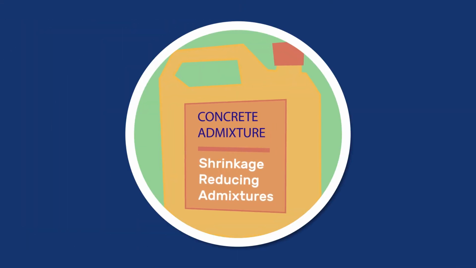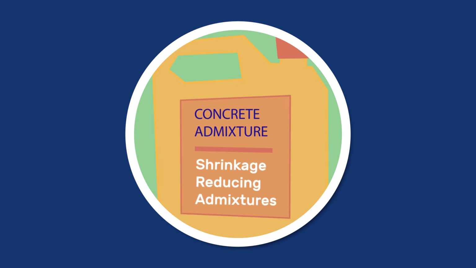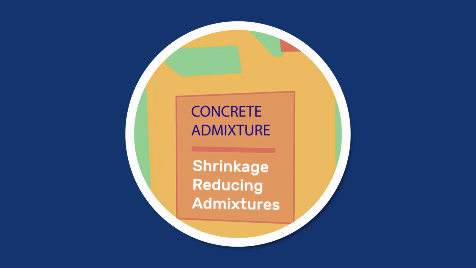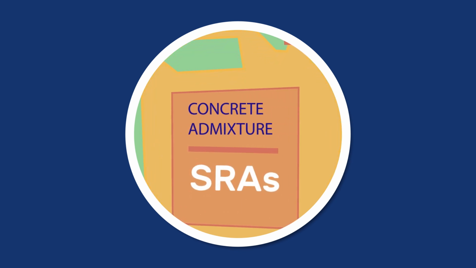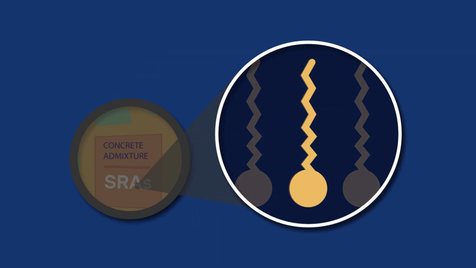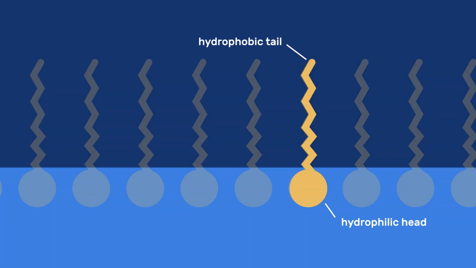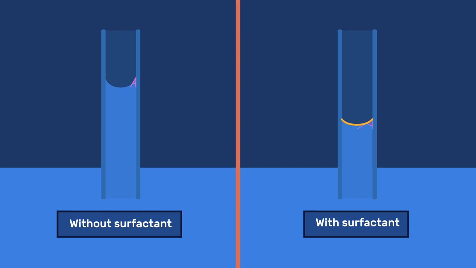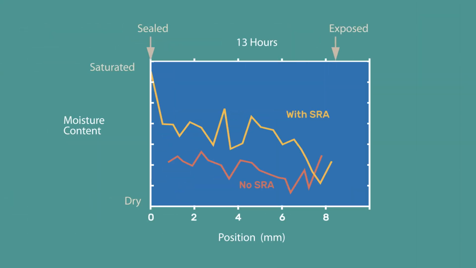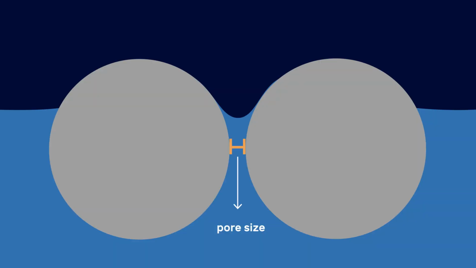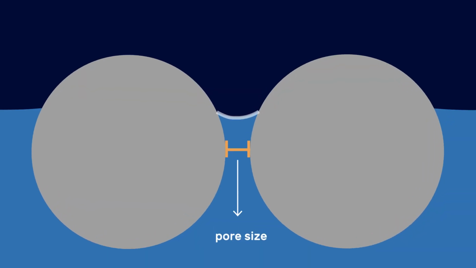Cracking from drying shrinkage can be minimized by using so-called shrinkage-reducing admixtures, or SRAs. These are surfactants, that is, surface active agents that adsorb at the liquid-vapor interface, decrease its surface tension, and therefore the capillary pressure. With SRAs, the moisture gradient is actually steeper than without, but damage is reduced because the lower surface tension reduces the contraction and therefore the propensity to damage.